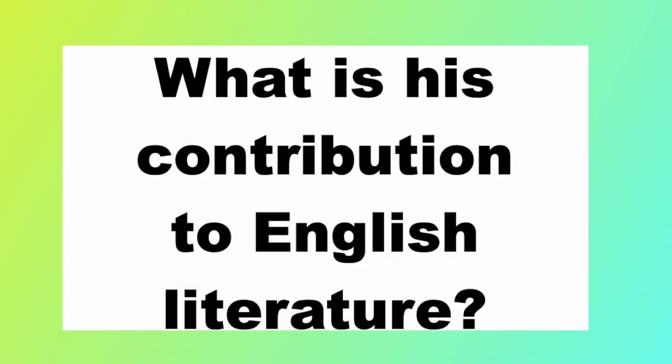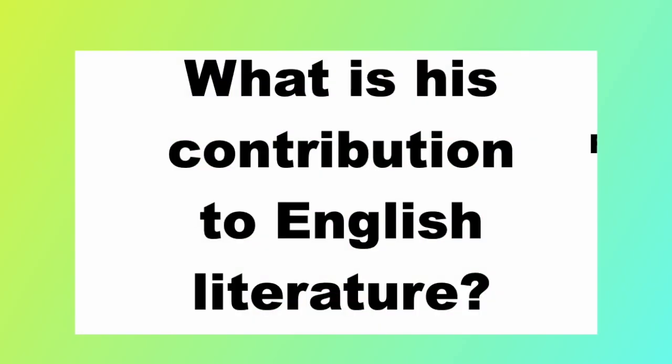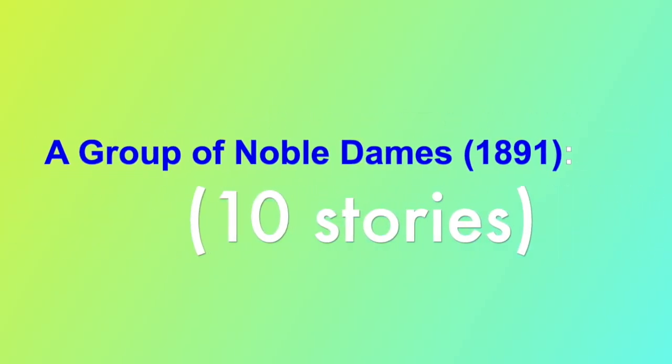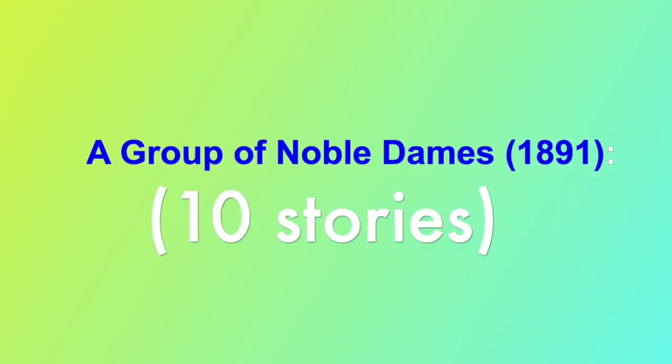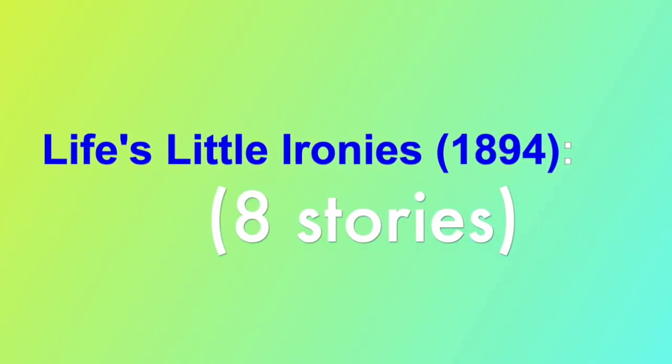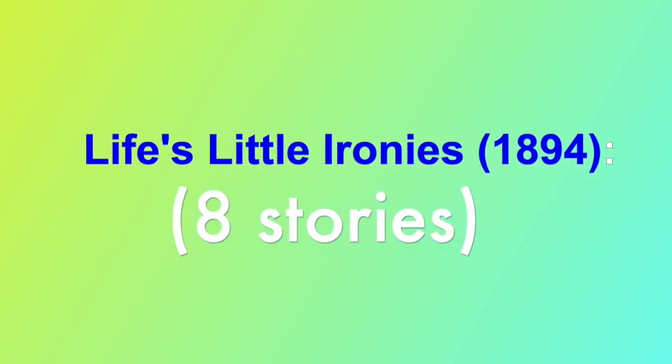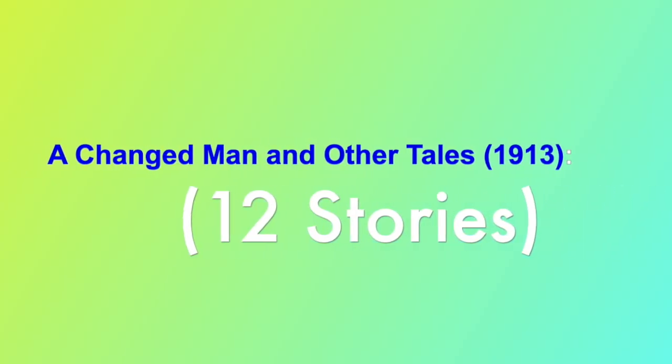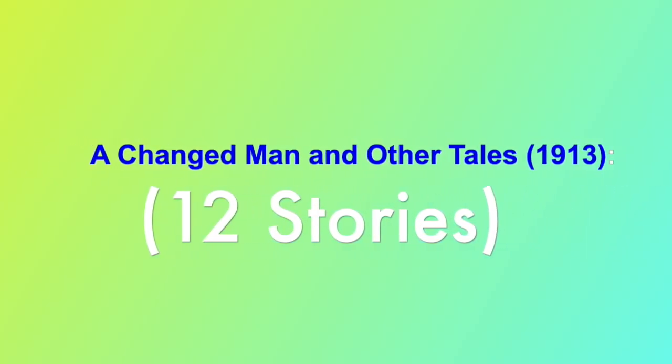What is his contribution to English literature? Hardy wrote 14 published novels and around 50 short stories, most of which were published in 4 collections. We had the Wessex Tales that included 7 stories. A Group of Noble Dames had 10 stories. Life's Little Ironies had 8 stories. A Changed Man and Other Tales had 12 stories.